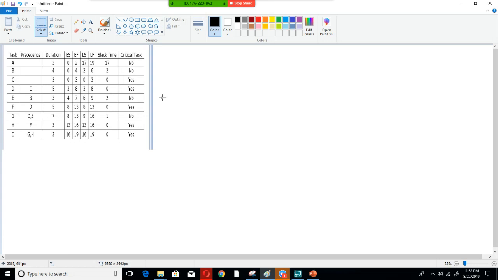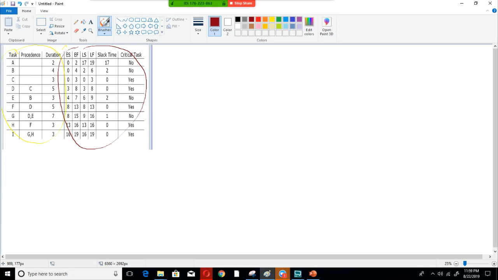So let us begin. First, the question will give you this part. This part will be given in the question, and we have to find this part and also draw the subsequent CPM diagrams accordingly.